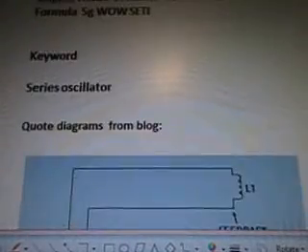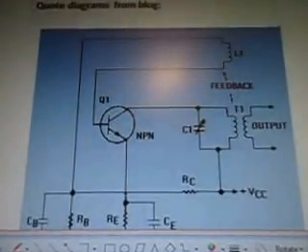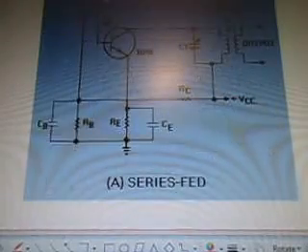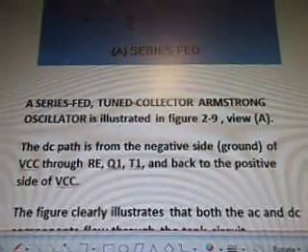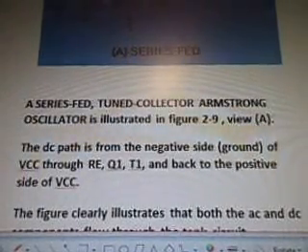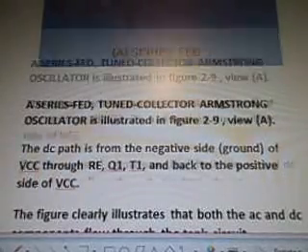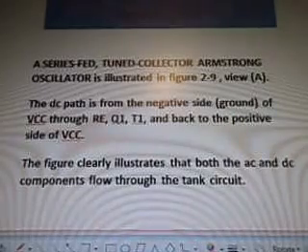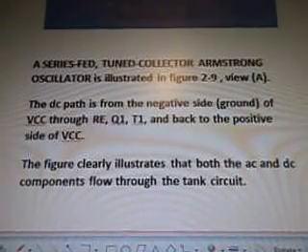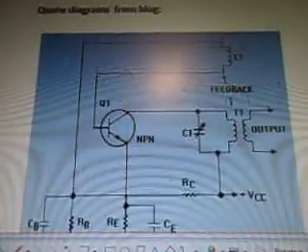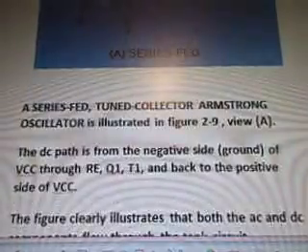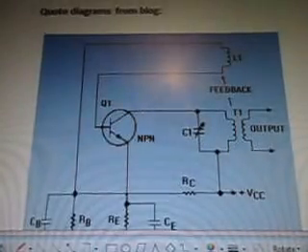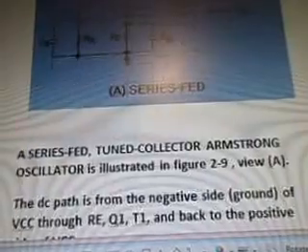So the keyword series oscillator, quote and diagrams are from a blog. This is some sort of series fed thing. It's got feedback and output and a bunch of letters. So the series fed tuned collector Armstrong oscillator is illustrated in figure 2-9, view A. The DC path is from the negative side, ground, of the VCC through RE, Q1, T1. There's Q1 and T1 at the top there. Okay, and back to the positive side of VCC, which is down there at the bottom.